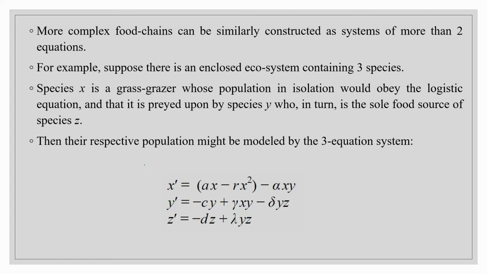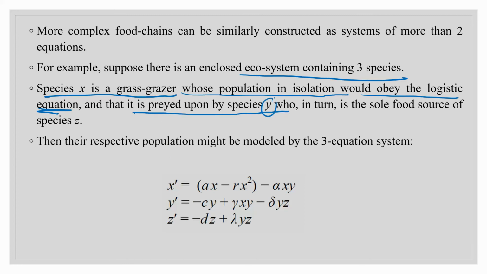This one is for an ecosystem containing 3 species. So what are the 3 species? Let X be the grass grazer whose population in isolation obeys the logistic equation, and they are preyed on by the species Y, which in turn is the sole source of food for species Z. X is eaten by Y and Y is eaten by Z, and X grows logistically. If you want to model this, your differential equation will look like this.